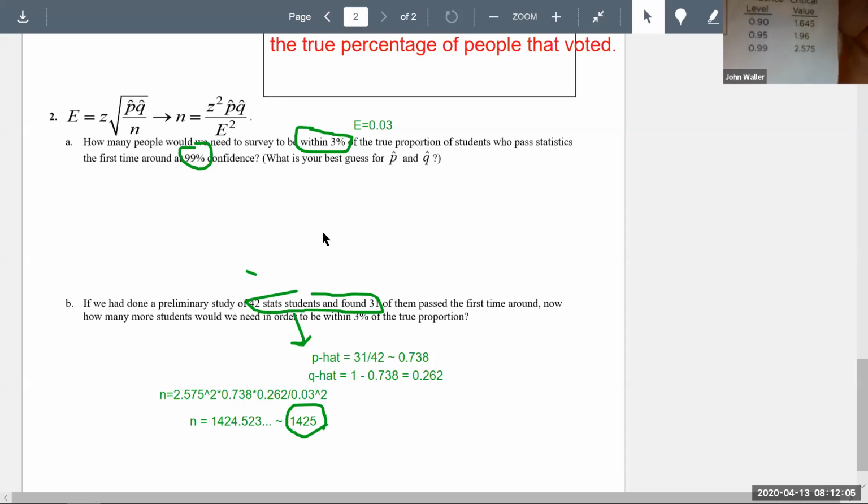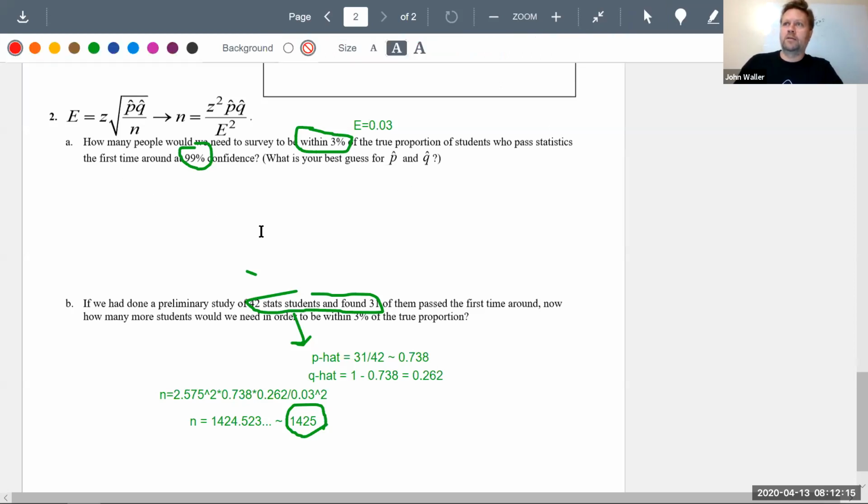So 99% confidence is 2.575. So yeah, if I can, I'm going to use that chart, that little mama chart. Sorry. Z equals 2.575.